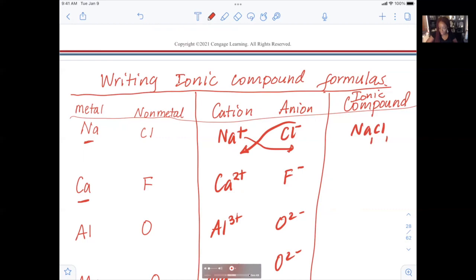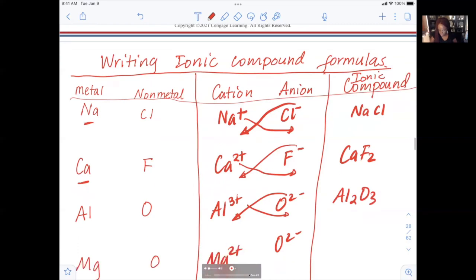The 1 and the 1 here cancel also. They're implied. So NaCl. Okay, this one here goes down. The charges go away. When I say the charge, I mean the positive negative sign. Ca, instead of putting the 1 here, the 1 is implied, so I don't put it there. And then F2. This comes down here. This goes down here. Al2O3.